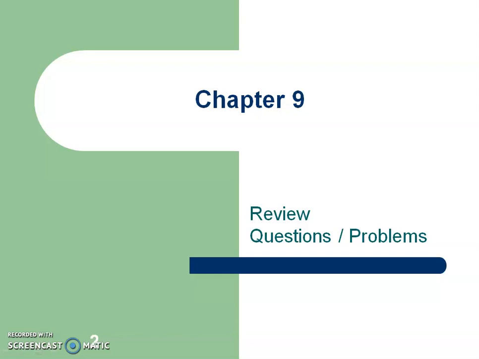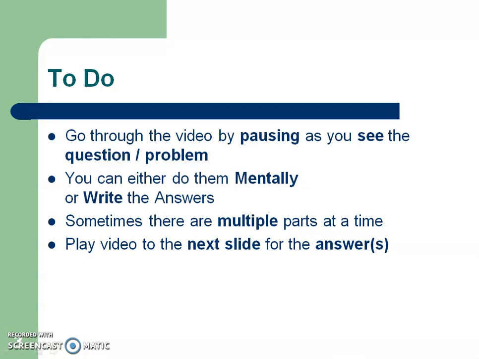This is Mrs. O'Neill for Chapter 9, Review Questions and Problems. You're going to go through the video by pausing when you see the question or problem. In this case, they're all basically questions, right? I'm going to give you either the names and you have to give me the formulas, or I'm going to give you the formulas and you have to give me the names of those three different types of compounds: your ionic compounds, your covalent compounds, and your acids.